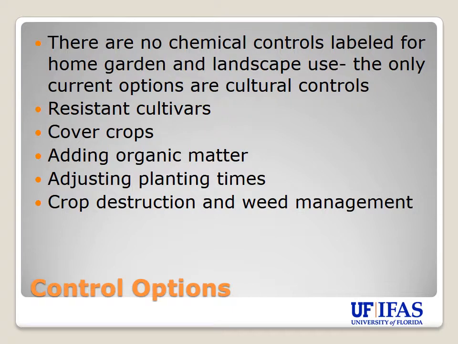Adding organic matter a lot of times really helps because root knot nematodes and other species of nematodes really prefer very sandy soil. So building up your soil with a lot of organic matter is just going to make it much less attractive to them. Adjusting your planting times, because some of these nematodes are the most active when it's very hot during the summer outdoors. So trying to plant in a slightly cooler time of year helps. And then proper crop destruction and weed management helps also.